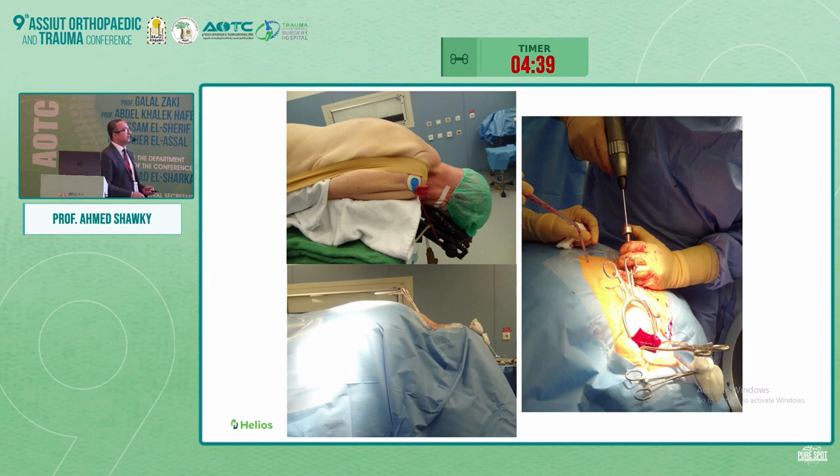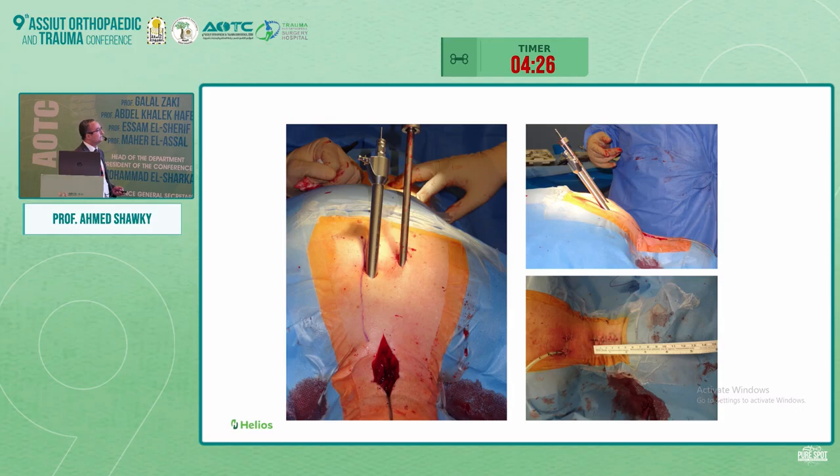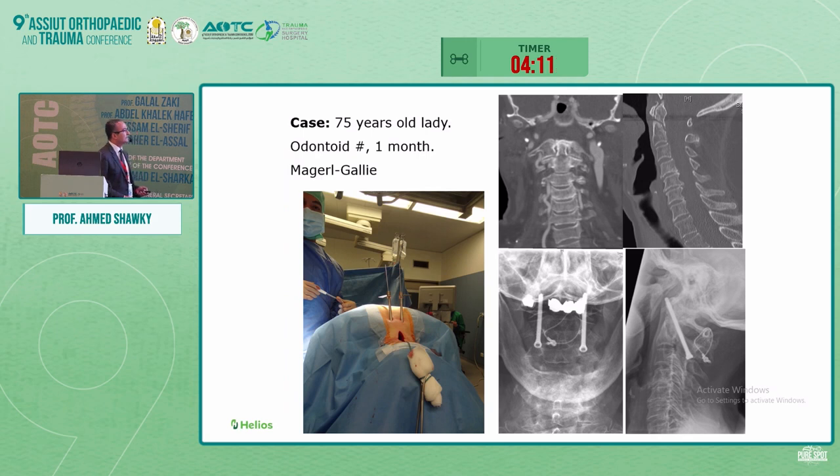And here you can control your entry point under vision. And of course, under lateral fluoroscopy, you can drill, make the hole and then put the screw. This is what I mentioned. And at the end, you will have about 4 to 5 centimeters between the C1-2 vertebrae and the 2 small stab incisions. And here we combined it with Gallie, and here we used the sublaminar wire or Atlas cable.